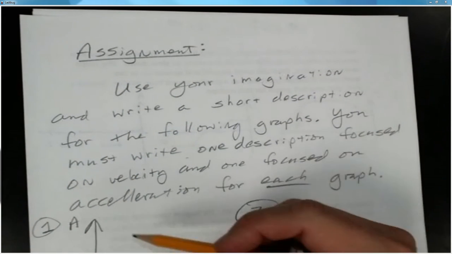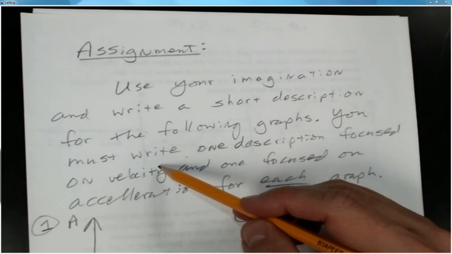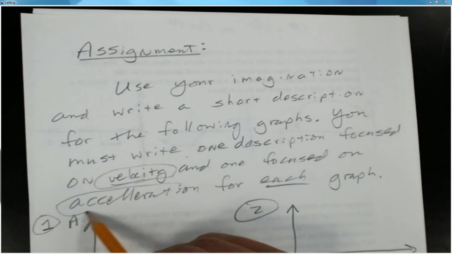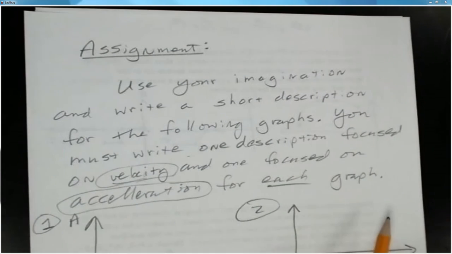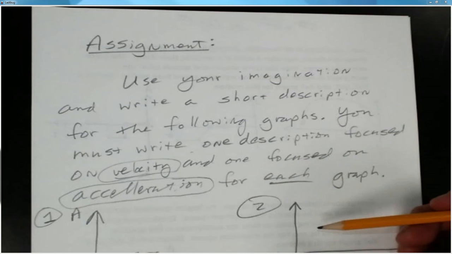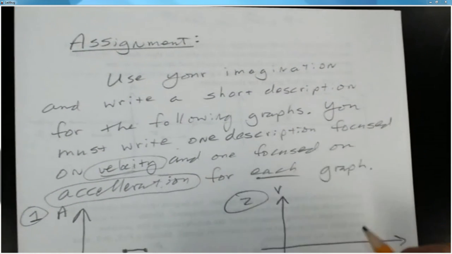And for this one right here, you have to make 2 descriptions. One description for velocity and one for acceleration, which I misspelled acceleration, but whatever. So you have to make 2 descriptions for this, a velocity one and an acceleration one, and then 2 descriptions for this, a velocity one and an acceleration one. So let's see.